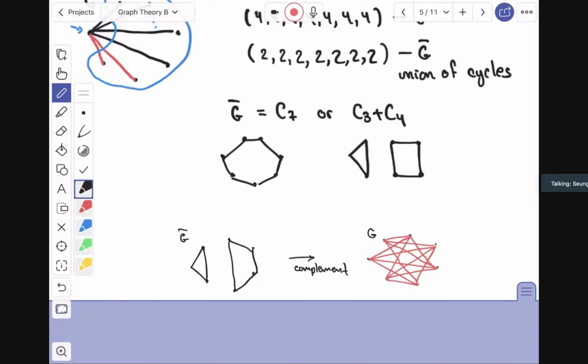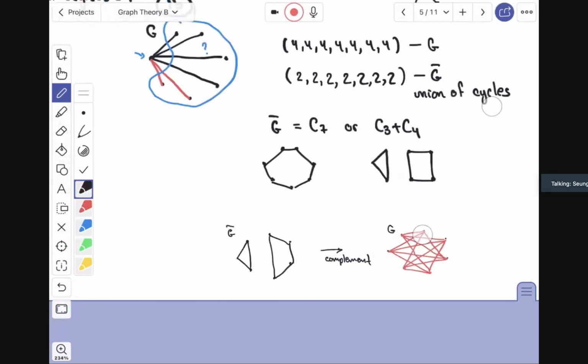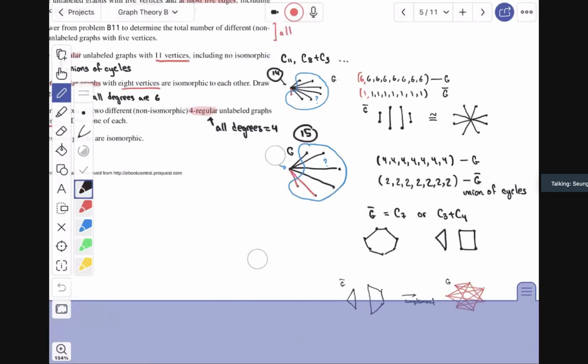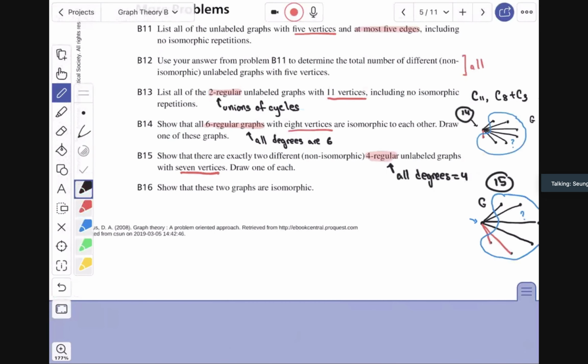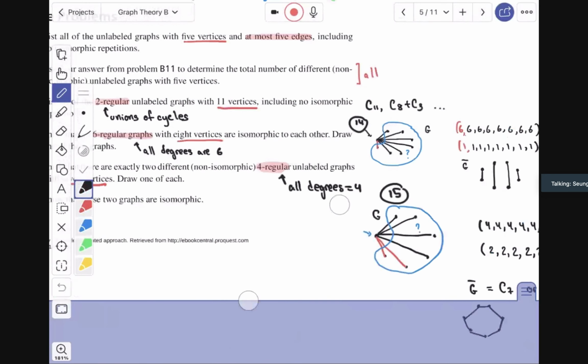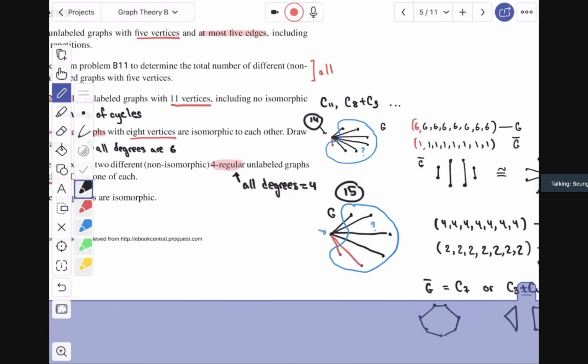Professor, just one question for the complement. Can we actually look at the problem, I guess 14 again, B14? Yes. So it says show all 6 regular graphs, means all degrees are going to be 6 and has 8 vertices. And we found out that the complement will have all degrees of 1.